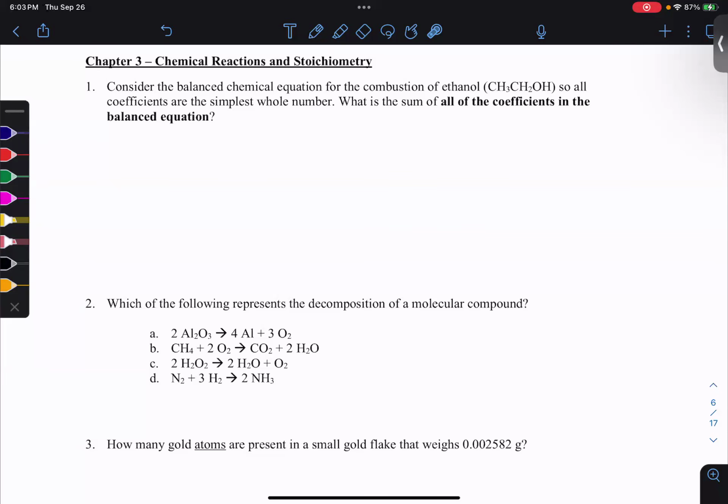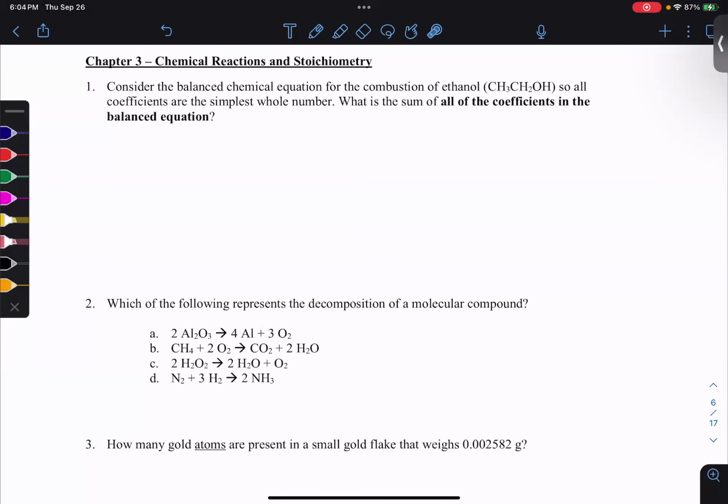Consider the balanced chemical equation for the combustion of ethanol. All the coefficients are the simplest whole ratio. What is the sum of all of the coefficients in the balanced chemical reaction? This question requires you to balance it, but all you're going to do is report one number at the end. That's how we're able to achieve that in a multiple choice, Scantron-type exam.